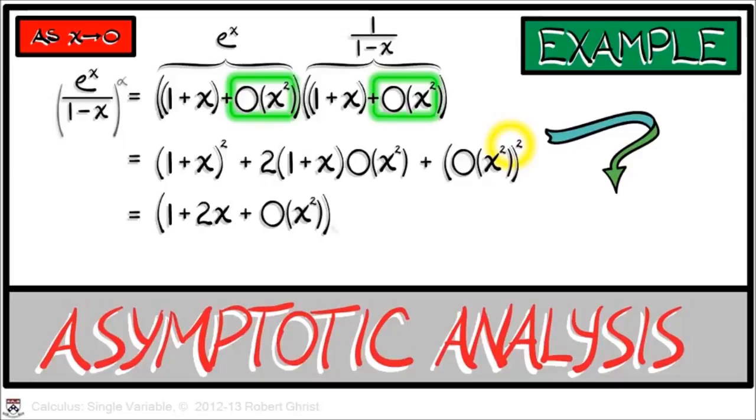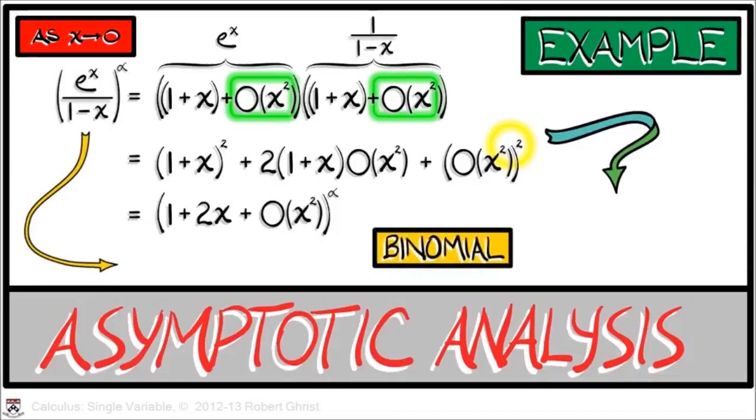and we get a simplification. If we want to make it more interesting, say raising everything to the power alpha, then we could use the binomial series to say that this is 1 plus 2 alpha x plus, well, there's some other terms, but they're all big O of x squared.